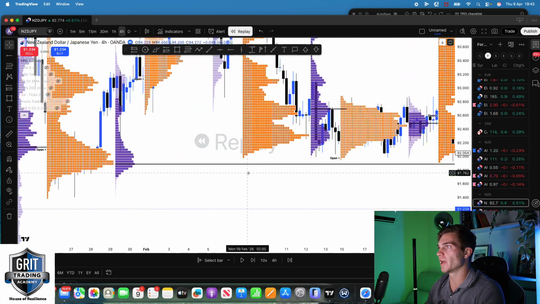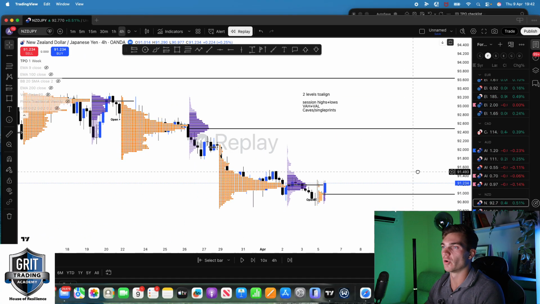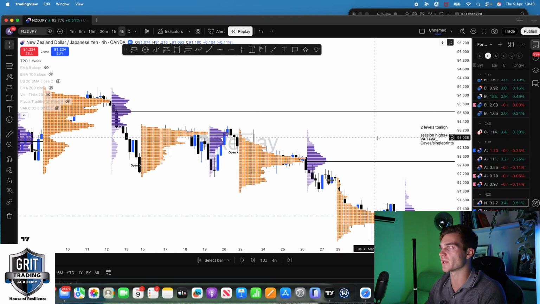So you want to align as many of these levels as possible together. The more levels you have combined, the stronger that area of support or resistance is going to be.